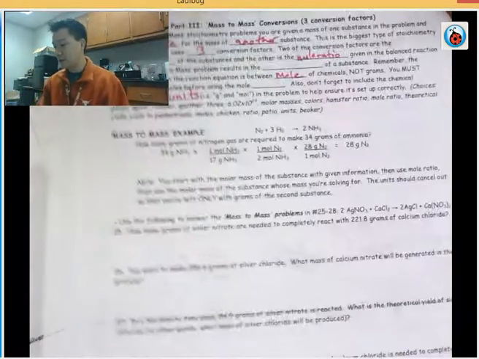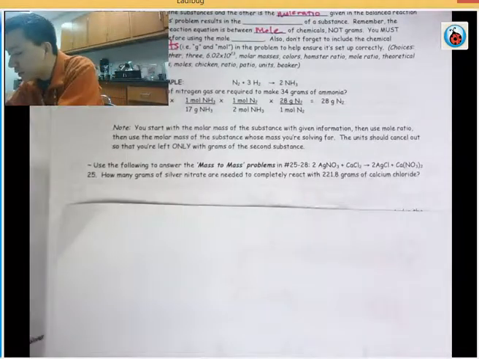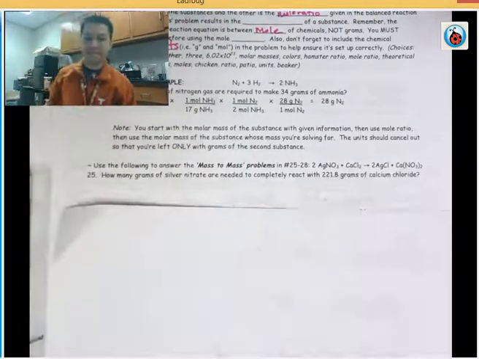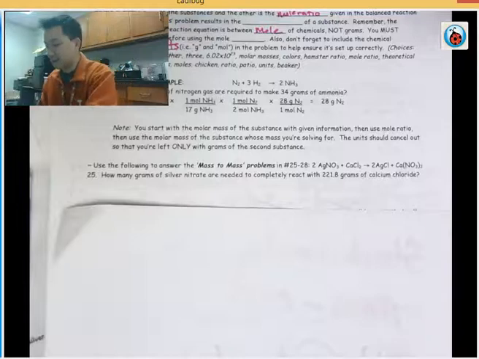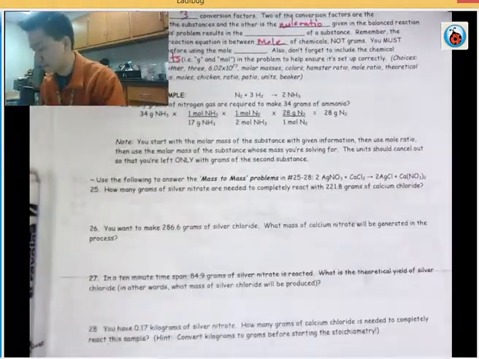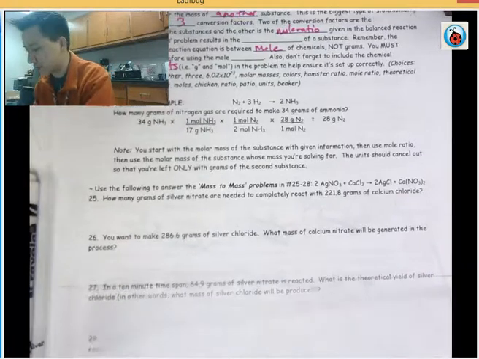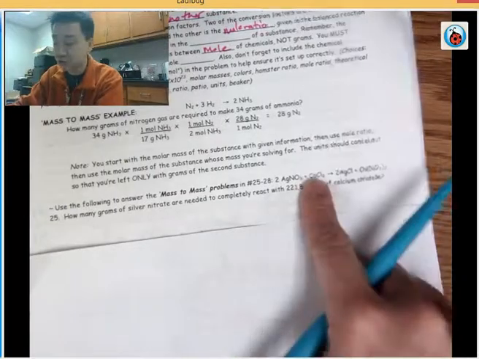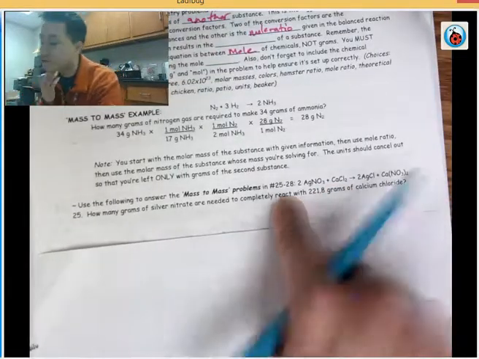Here it is, number 25. Use the following equation. There are better equations downstairs. So here's the first question. If you can't see it, refer to number 25 in your packet, okay?